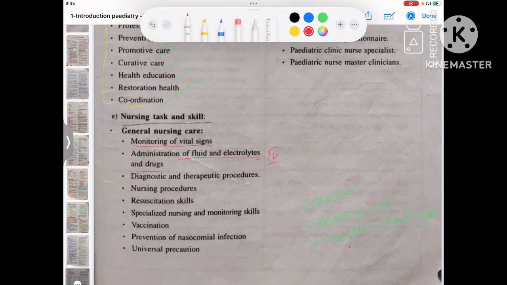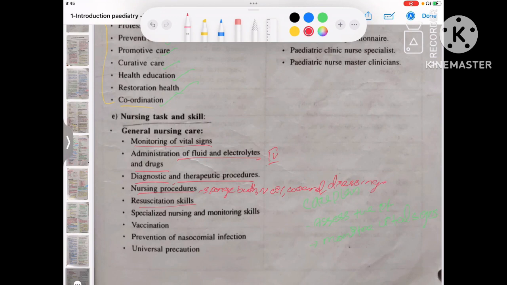Then diagnostic and therapeutic procedures. Is there any procedure? So we will do it. And nursing procedures. What are the nursing procedures? For example, sponge bath. Then what are the others? Nail care, foot care, whatever care, wound care. All these we can say dressing. All these we can say are nursing procedures.